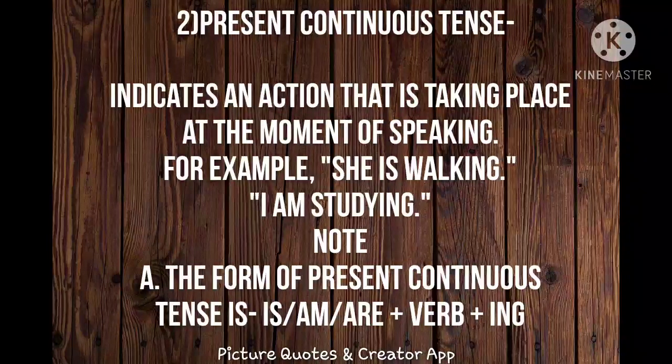The form of present continuous tense is am, is, are plus the ing form of the verb. So am is used with the first person pronoun I, and is, are are used according to the number of the subject, singular or plural, plus the ing form of the verb. This is the form of present continuous tense.